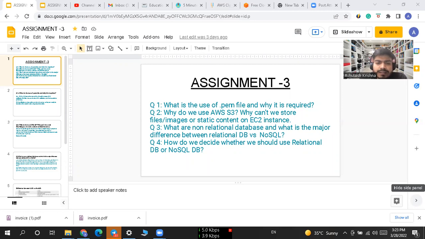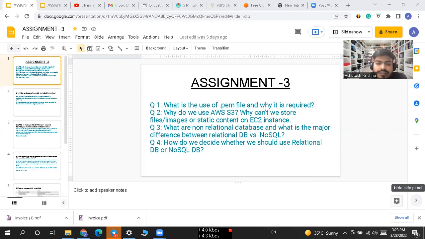And the major difference between relational database versus NoSQL is that relational database is basically synchronous and NoSQL is asynchronous. Basically, relational database makes use of rows and columns in tabular form, and NoSQL doesn't make use of any of these kinds of tables or columns. So this can be the major difference between relational database and NoSQL.